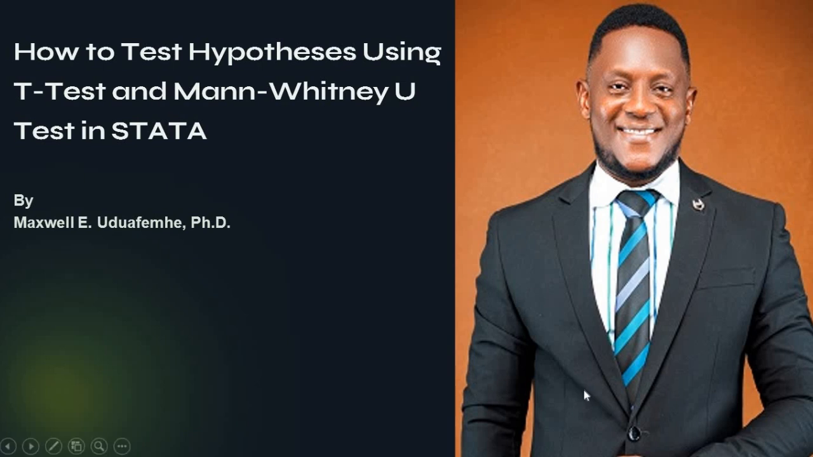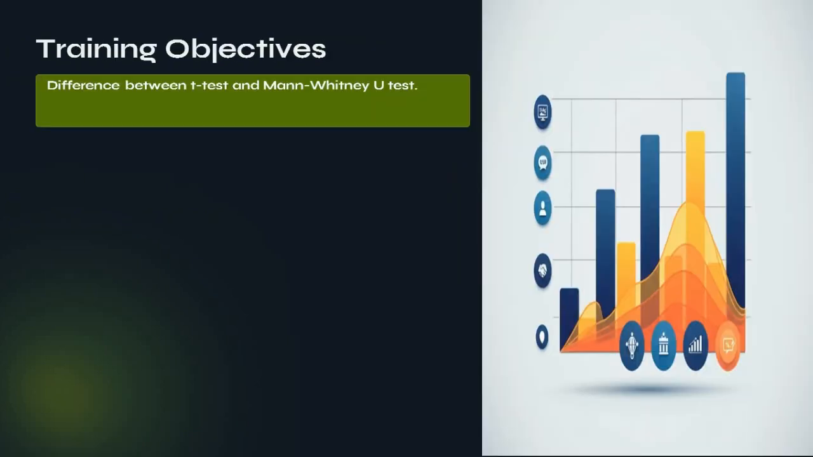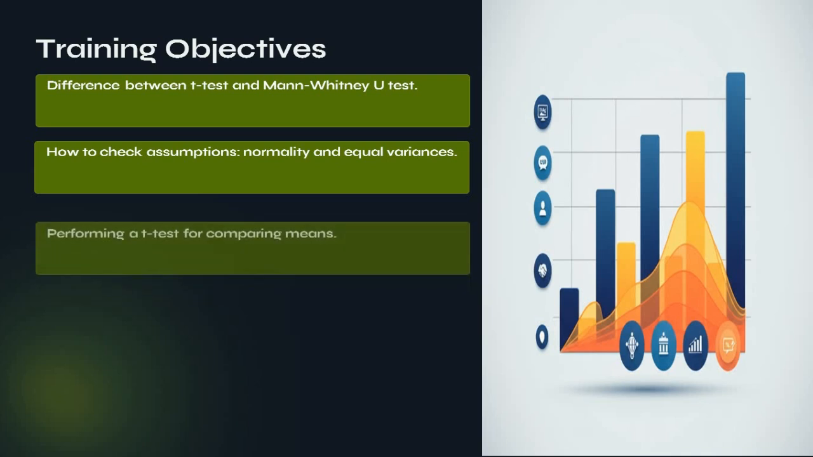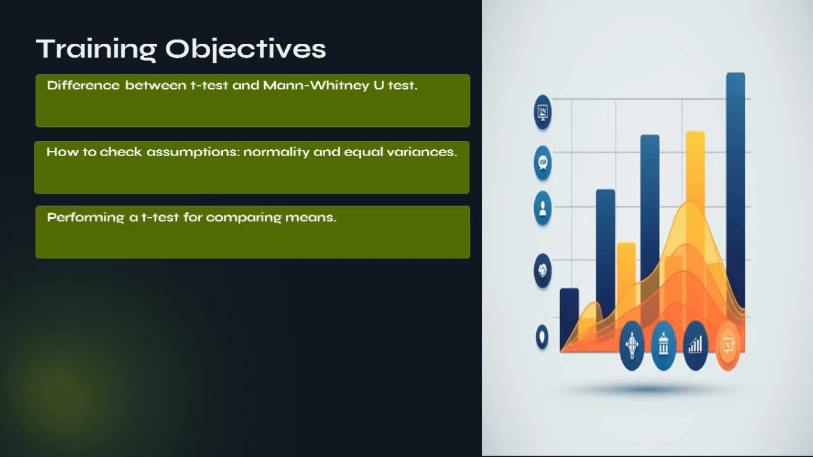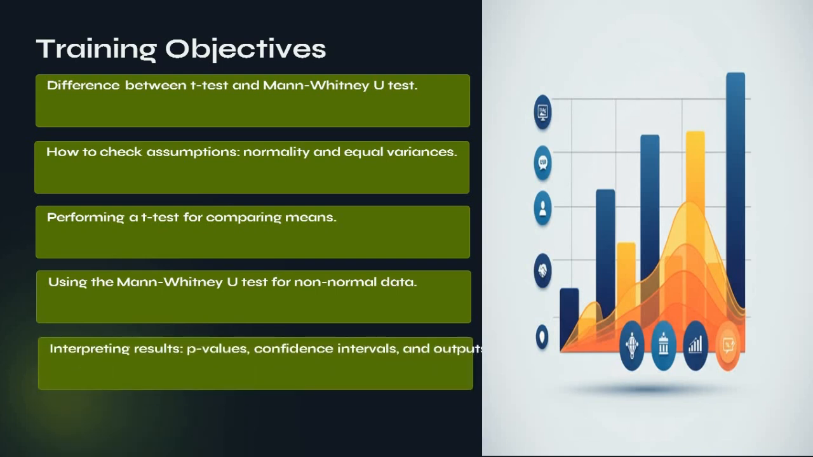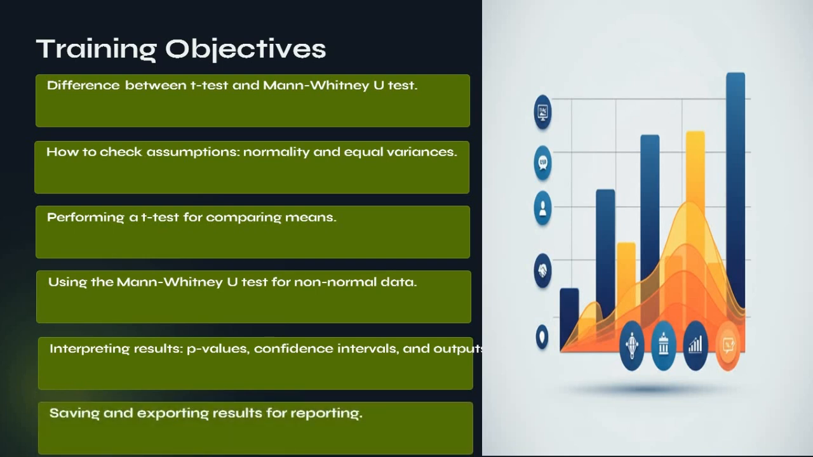In this video, you are going to learn the difference between t-test and Mann-Whitney U test. You will learn how to check assumptions, that is normality and equal variances. You will learn how to perform t-test for comparing means. You will learn how to use Mann-Whitney U test for non-normal data. You will learn also how to interpret your results, that is the p-values, the confidence intervals and outputs. And finally, you will learn how to save and export your results for the purpose of reporting.